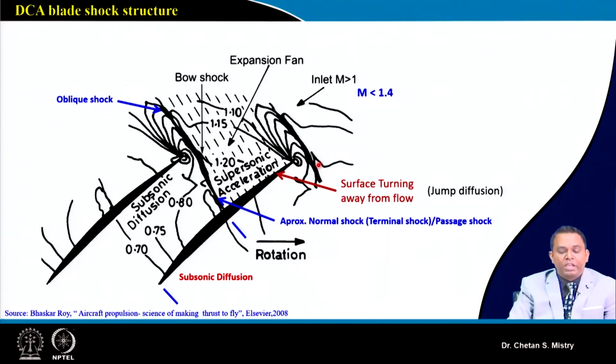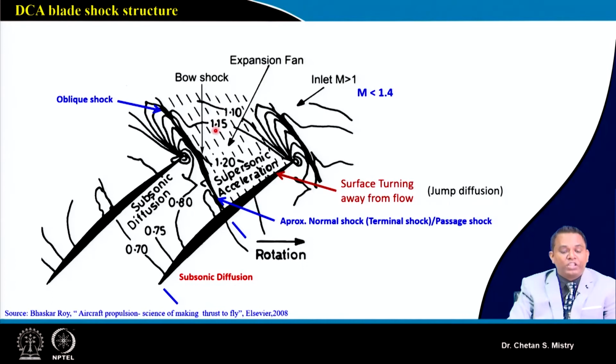Now what happens here in this case, from our fundamentals of gas dynamics and what we learned for shock formation and expansion fan formation, when we have our surface turning away from the flow. Here, if you look at my surface, it is turning away from the flow, and that's the reason why we are having the formation of expansion fans. So we can say here we have expansion fans that will be forming.